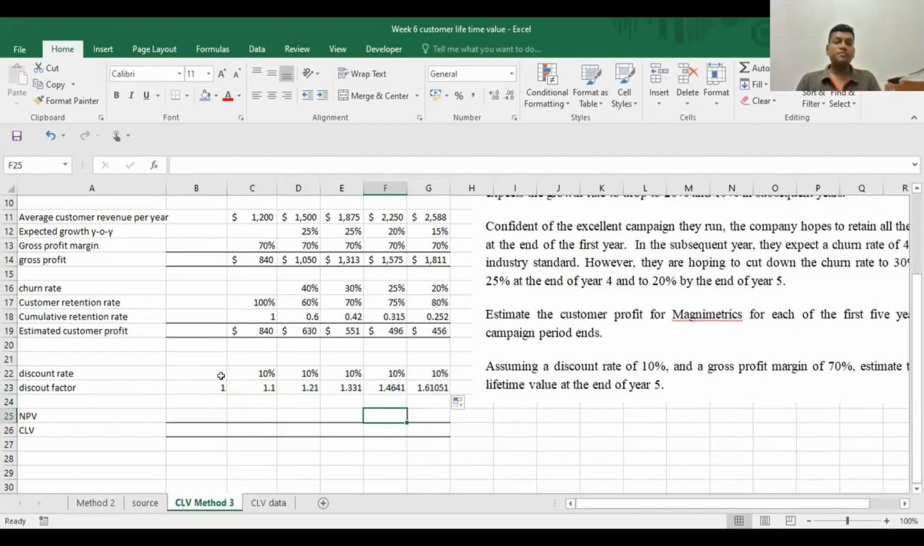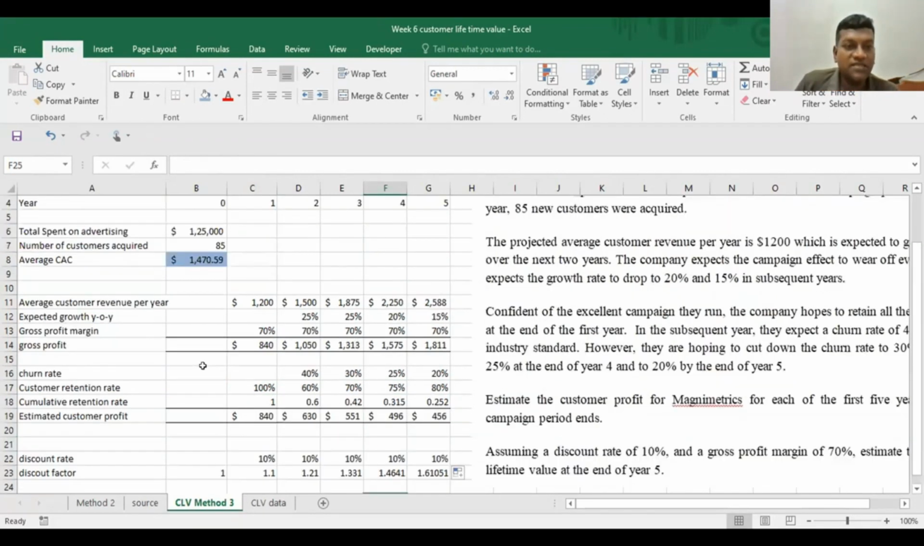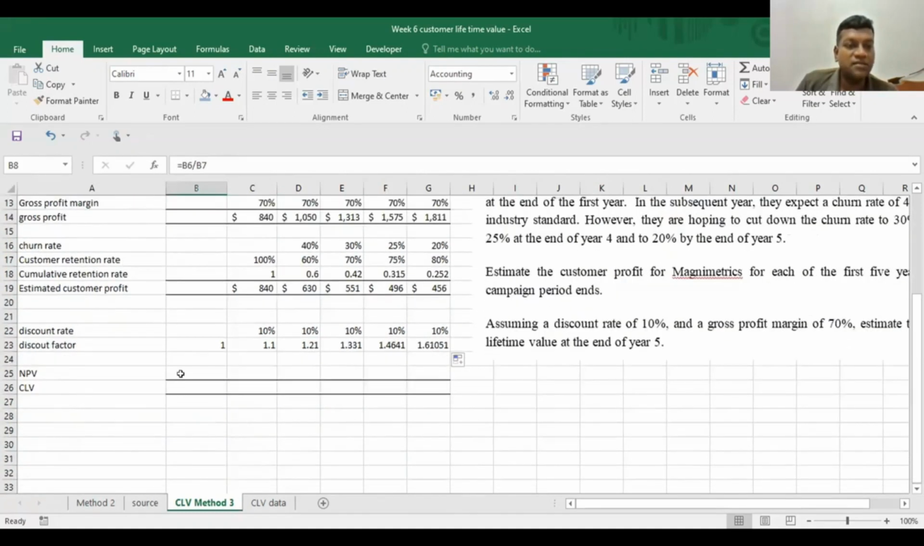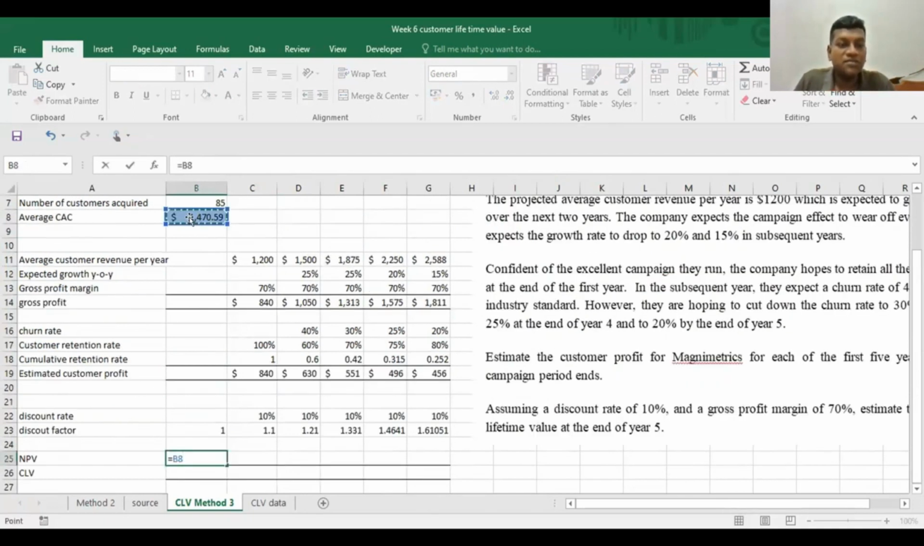Okay, so basically I'm calculating what is called a discount factor, because it's easier to calculate. What is worth 840 this year will be worth so much less next year, and you will have to divide by the discount factor. Now once we have these numbers, you have the initial cost that you spend on advertising, which is 1470.59. That corresponds to your first year. This is the amount that you've spent.